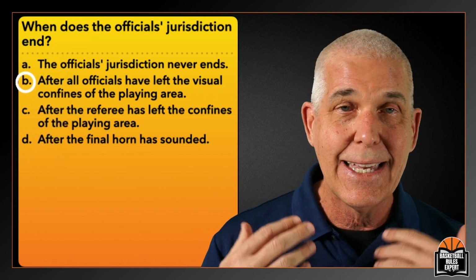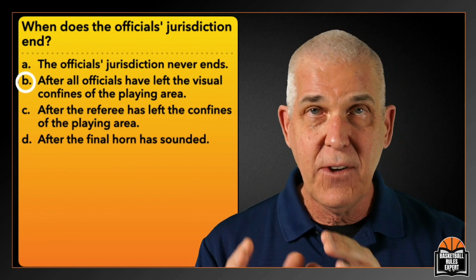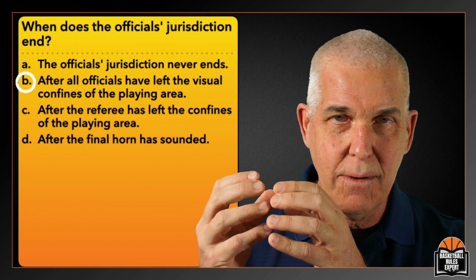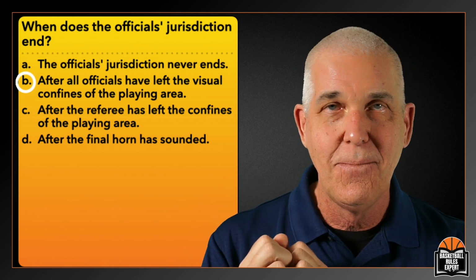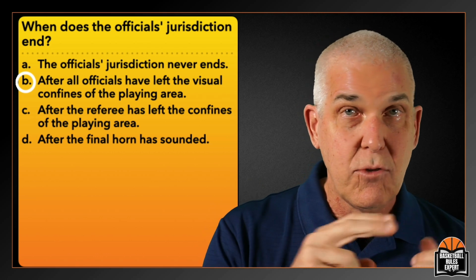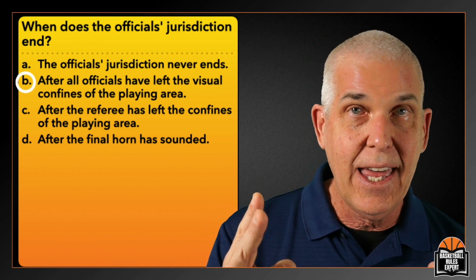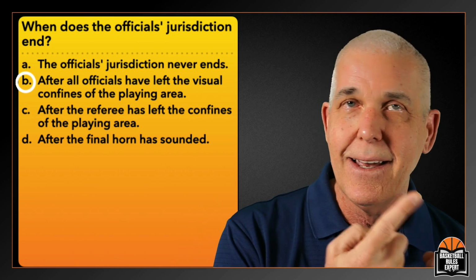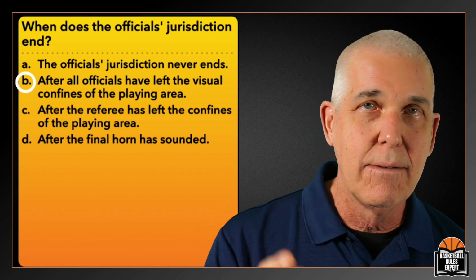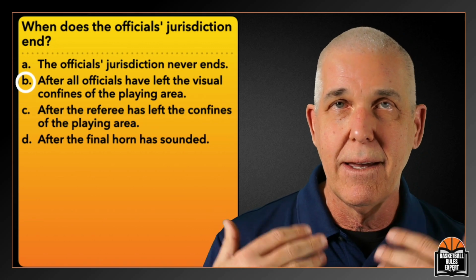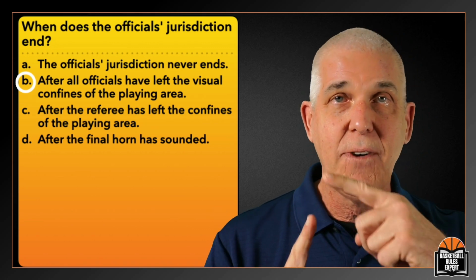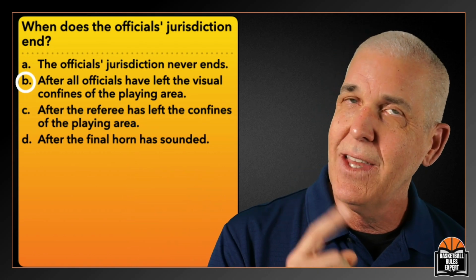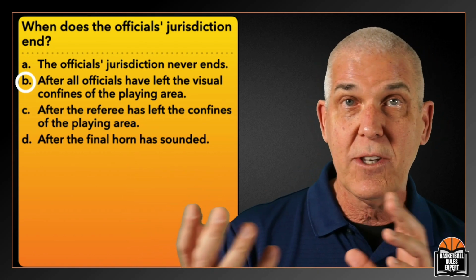Right? A correct answer is B, after all of the officials, so the entire crew, has left the visual confines of the playing area. Right? Two officials leave, one official stays, and then one of the coaches says something unsporting and a technical foul is assessed. Our other two officials have left. Not the best behavior.